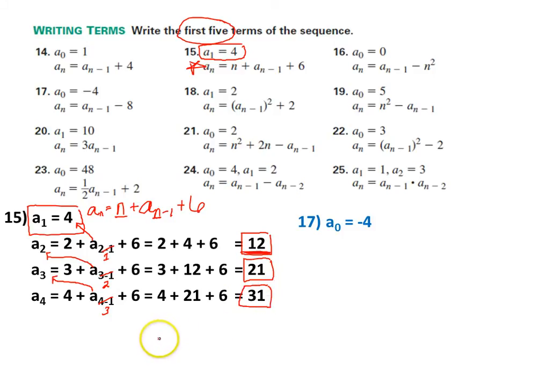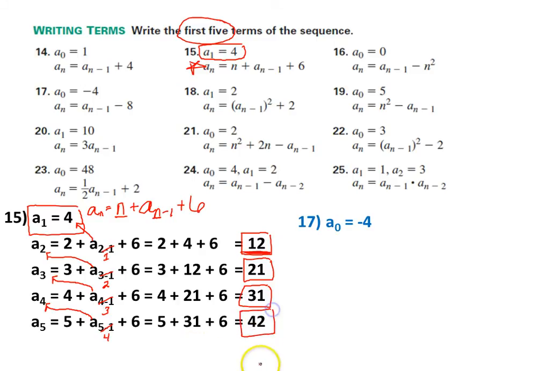And then they want the first 5 terms, so I need one more. So a sub 5, plug in your 5s. 5 plus a sub 5 minus 1 plus 6. 5 minus 1 is 4. A sub 4 we just did. A sub 4 is 31. So 5 plus 31 plus 6 is 42.